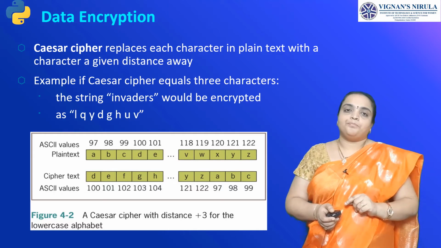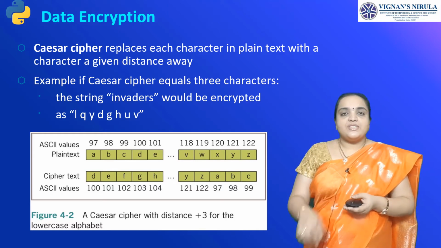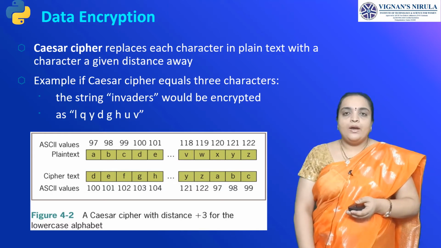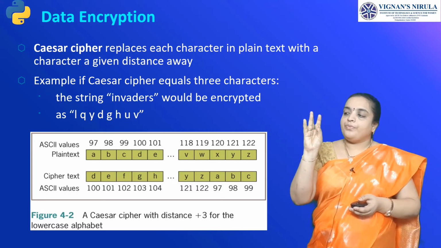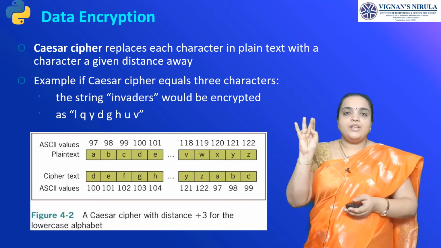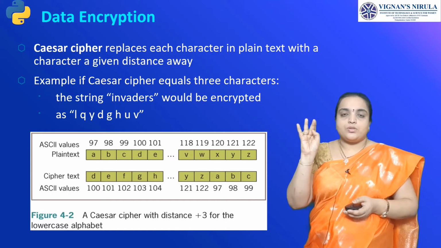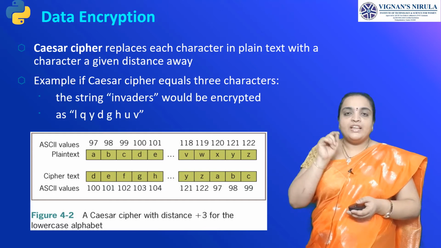How will it happen? As you see, what is I? After I, J, K, L. Means we have taken 3 characters. So I is replaced with L. Clear? Then coming to N.